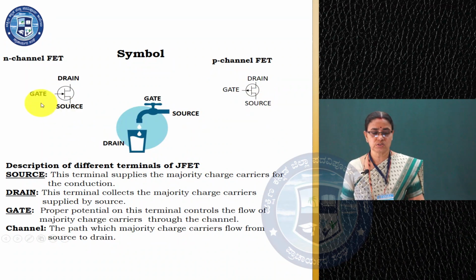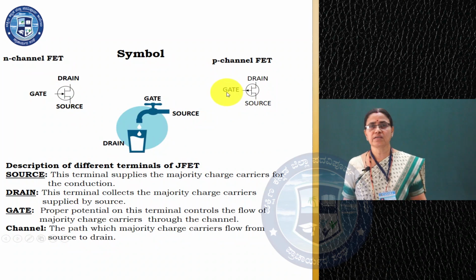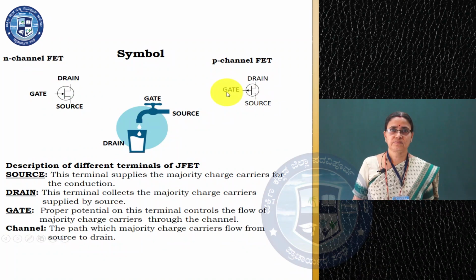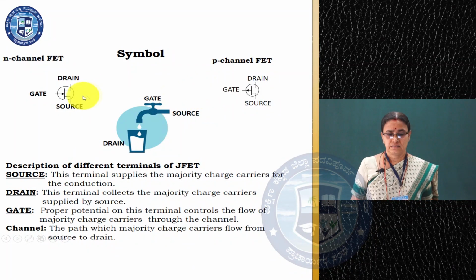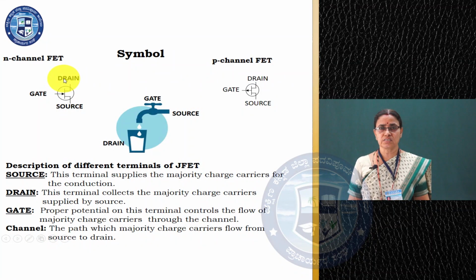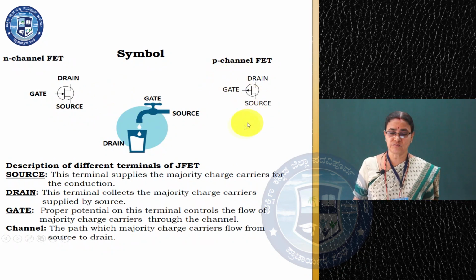So here source, gate, drain. Here also source, gate, drain. Here we can interchange drain and source because it is the same type of material we are using, but the gate will be different. Here we consider the notations: capital D for drain, capital G for gate, capital S for source. Here also the same is followed.